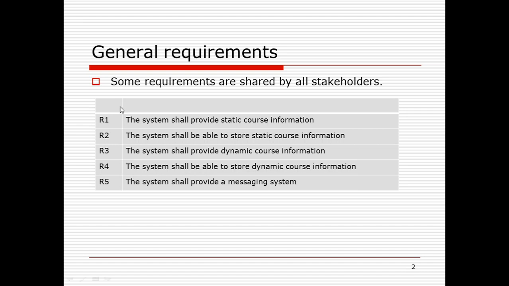So these both static course information and dynamic course information are provided to all the stakeholders by the system. Similarly, the system shall be able to store static course information as well as dynamic course information. The system shall provide a messaging system. All these are the functional requirements or the services provided by the system to all the stakeholders. That is why they are categorized separately.